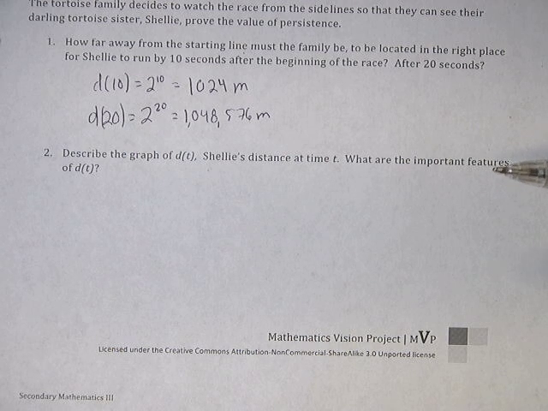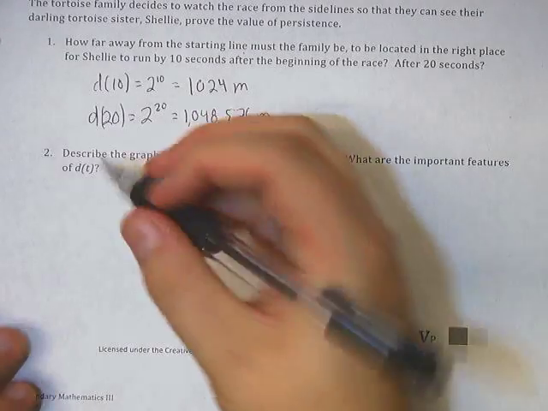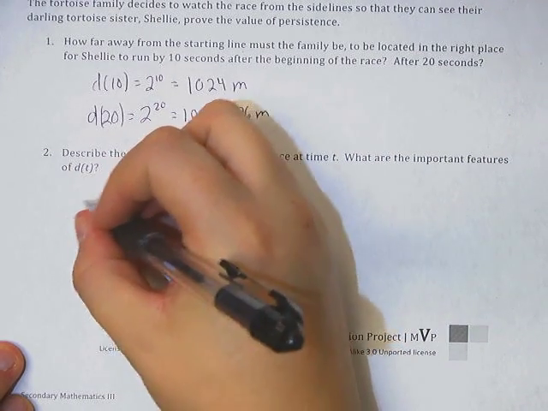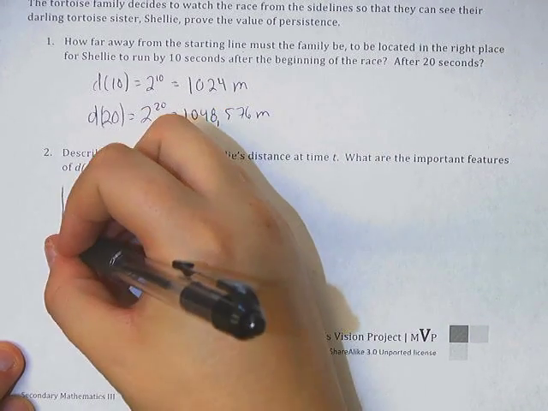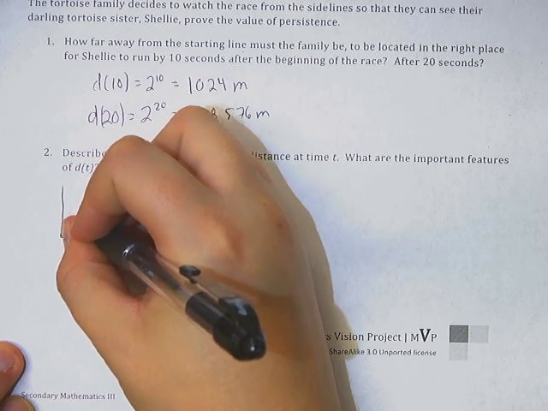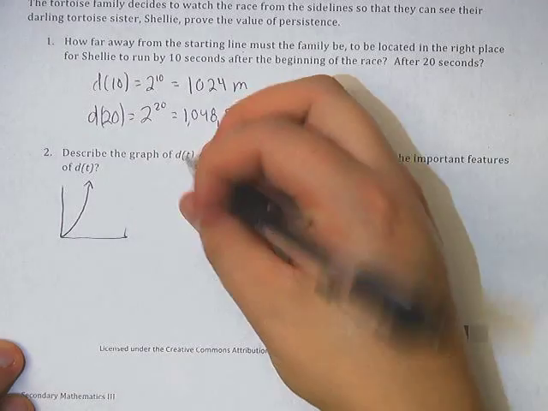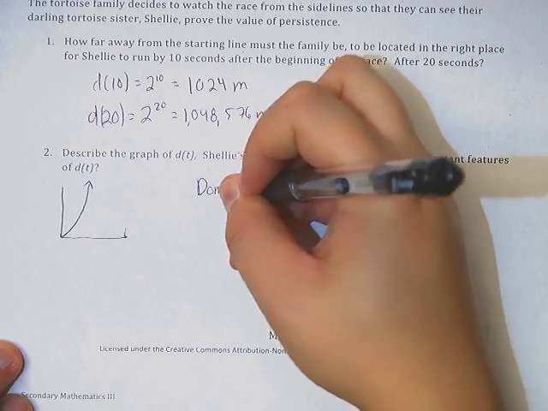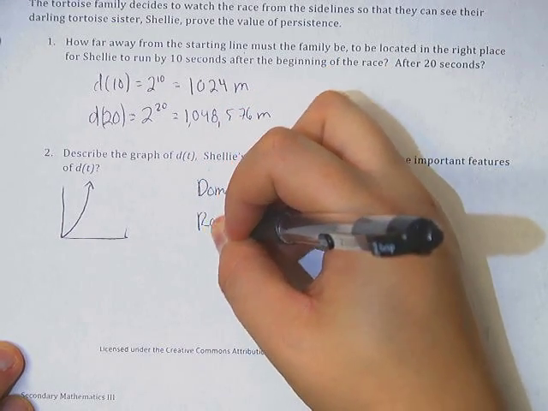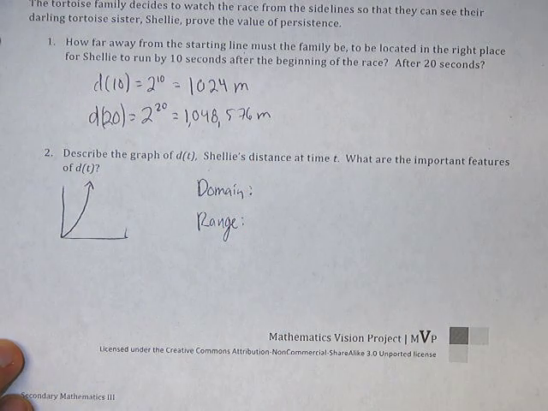Question 2 asks us about the graph of d of t. Now, it's asking about the important features. Just as a reminder, when we're graphing this, it's going to look something like that, and it's going to go up really quickly. So let's do domain and range first.